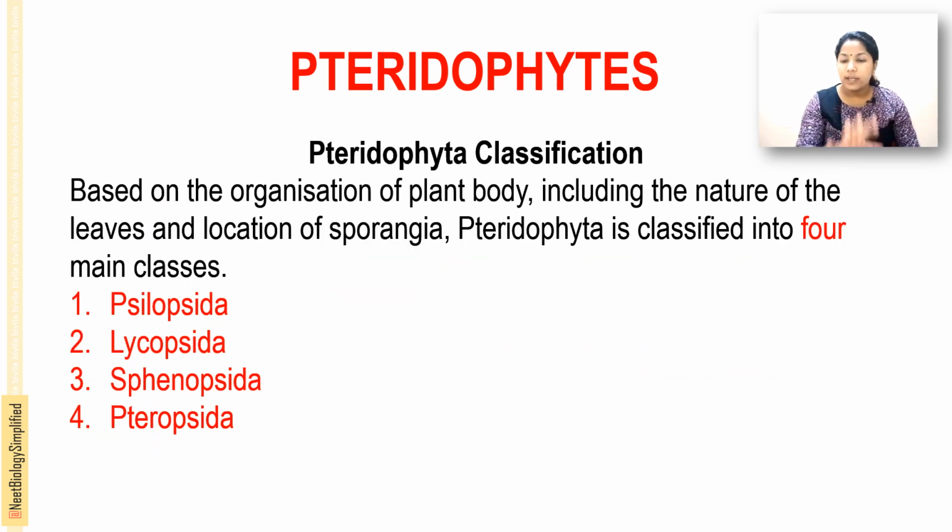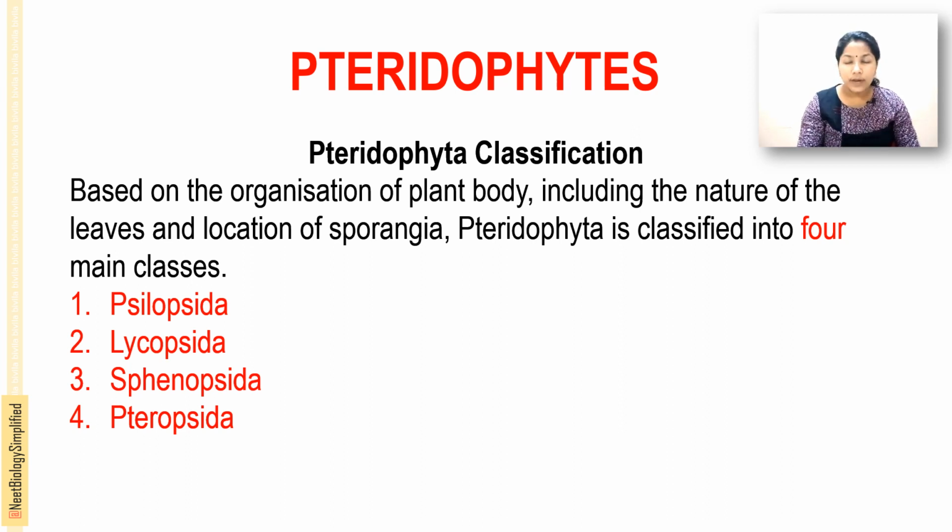Now, the classification of pteridophytes. The classification is mainly based on the organization of the plant body, which includes the nature of the leaves and the location of the sporangia. That is, whether they have roots, stem, leaves, what type of leaves they produce, and also the location of the sporangia are included in the classification criteria.